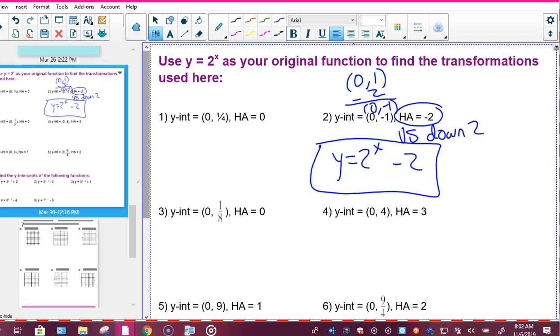Questions on that part? That part was given to us. This part was given to us. We just found this, the vertical shift down 2. How do you know the original y-intercept is at (0, 1)? If you're thinking about any general function, even if I did this one, the original table is x-values of -1, 0, 1. If we put those values into this, we get 1/2, 1, and 2. So that y-intercept is 1.